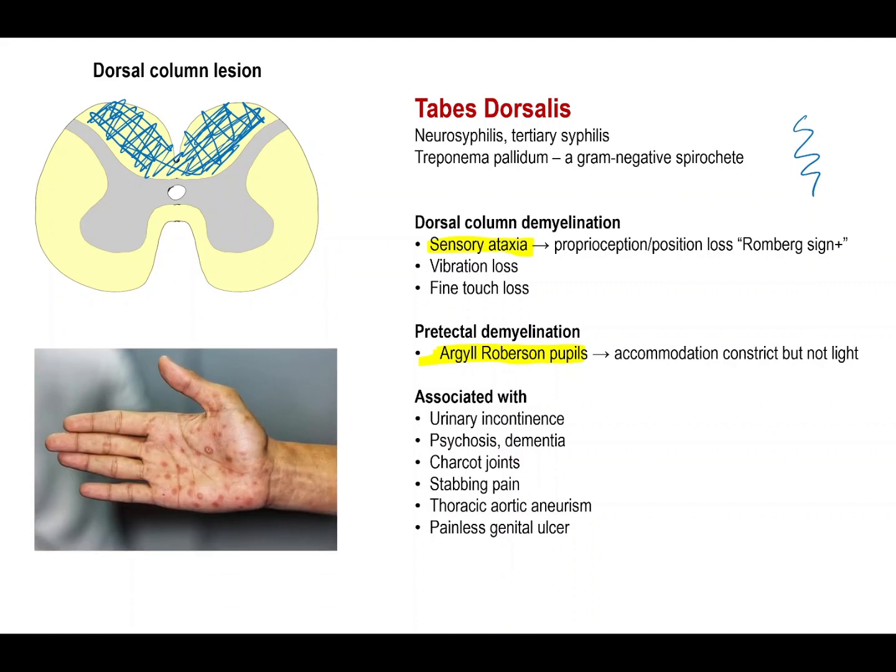Here this picture shows you secondary syphilis, where you will see the rash, round target-like lesions, right? Erythematous, round macular lesions.